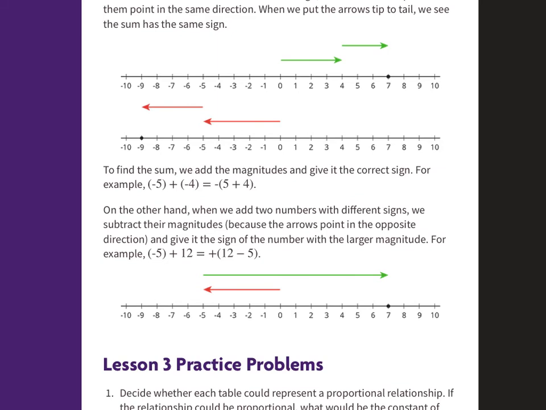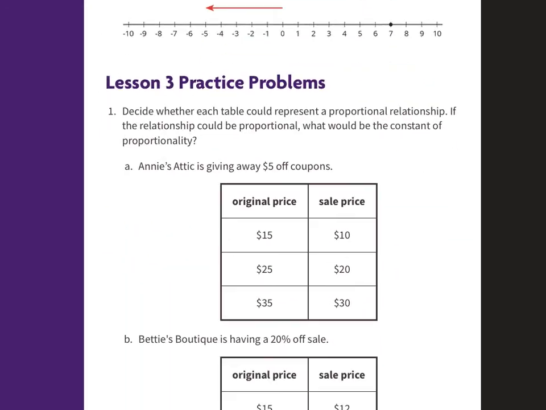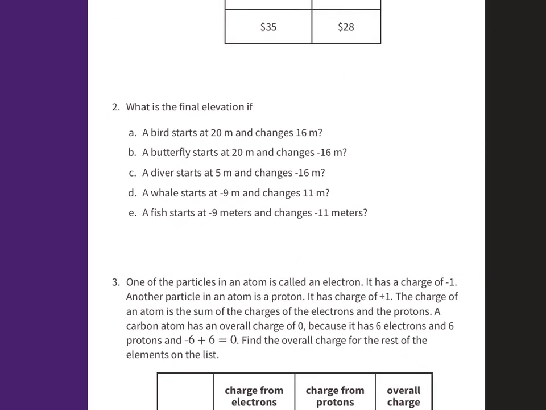looking at our assignment, we are going to be doing numbers 2 and number 3 in your book. So number 2, what is the final elevation if a bird starts at 10 and changes 16? Notice both numbers are positive, so just add those, 20 plus 16. Number 2, or letter B, a butterfly starts at 20 and changes is negative 16, so 20 minus 16. 5 minus 16, negative 9 minus 11, and negative 9 minus 11. That's right here. Okay, on number 2.